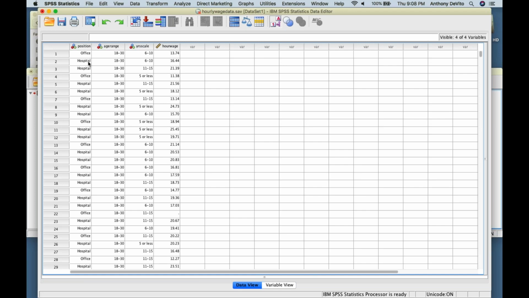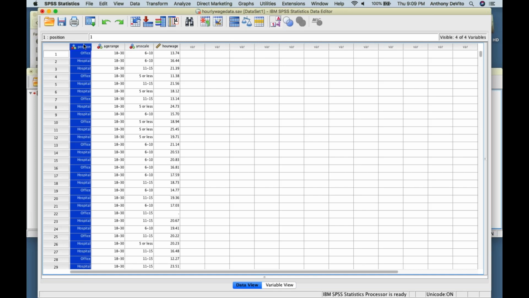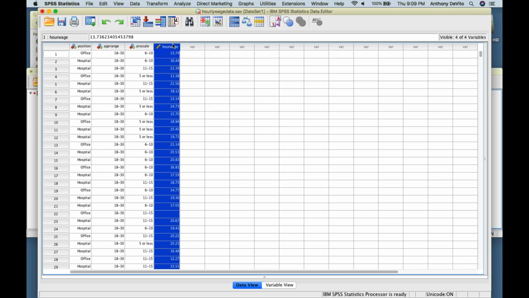So my null hypothesis is that the mean salary for office nurses is equal to the mean salary for hospital nurses. My alternative hypothesis would be that they're not equal. So I'm working with a nominal variable, and I'm working with their hourly wage, which is a numerical variable. So I'm going to use our t-test.